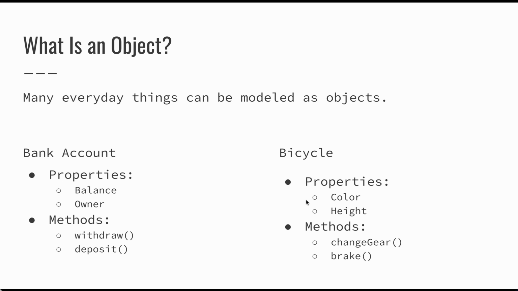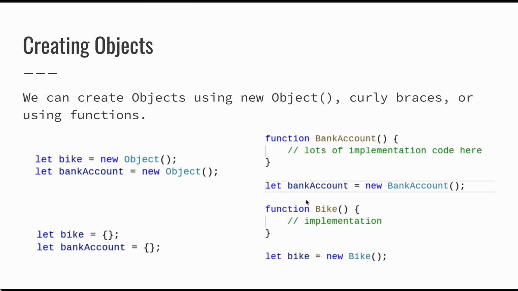And something like a bicycle may have a color, a height, a style. There's a whole variety of attributes associated with the bicycle, whereas the methods may be brake, change gear. You might model a lot of different things in a bicycle. So this is a way to start thinking about associating these behaviors and data together into a single variable, a single concept in your code.